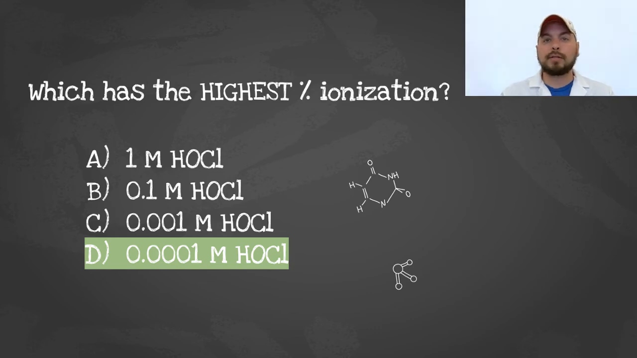Instead, it's about dilution. Remember, the answer here is D. And it's because of the fact that it's the lowest concentration, which means that our Q would be less than our K more dramatically, and therefore the reaction would shift further to the right towards those ions. The lowest concentration has the highest percent ionization. Let's take a look at a second problem.